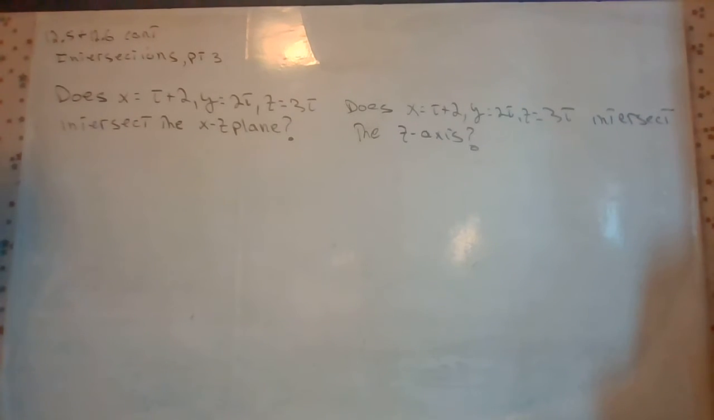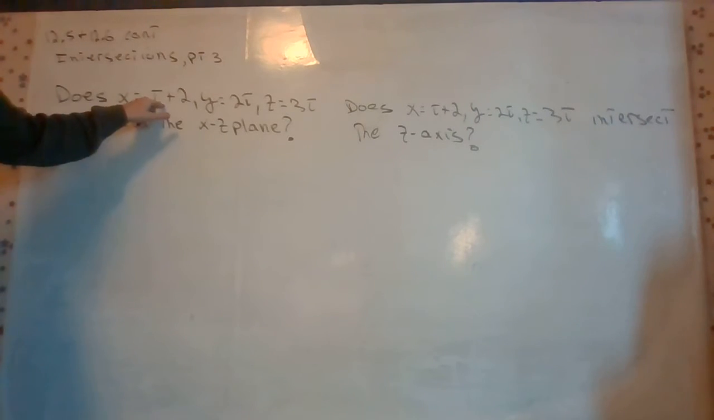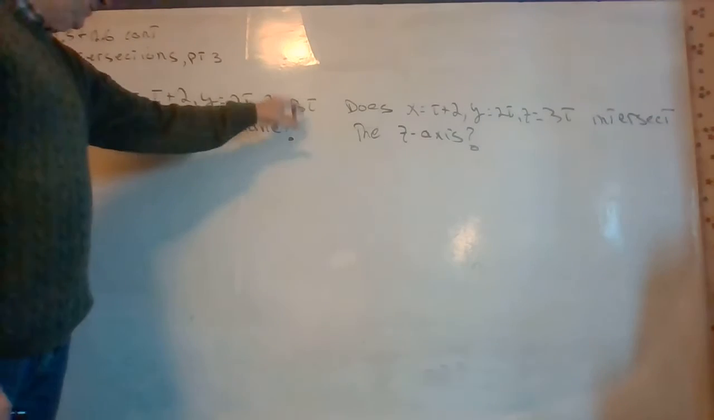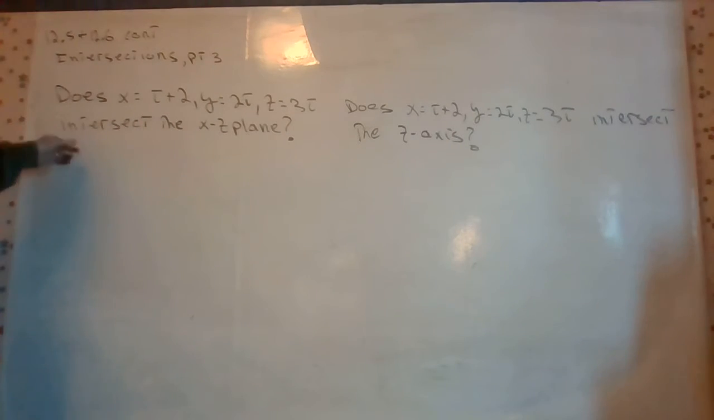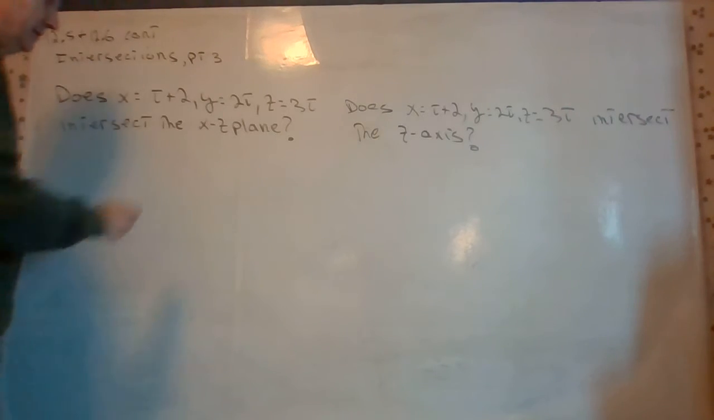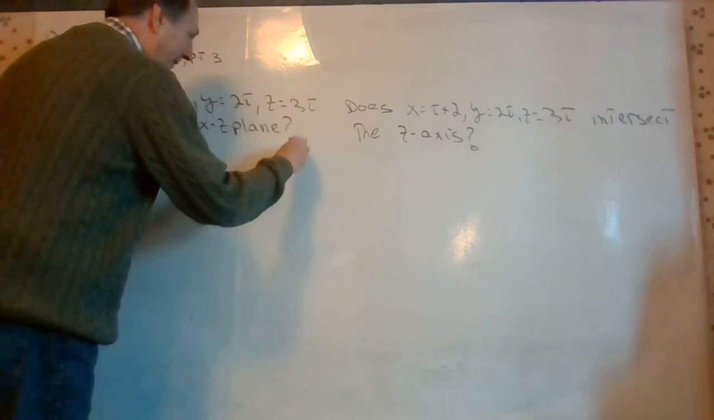Intersections, part 3. Here's a couple of problems we're going to consider. Suppose we have a line, x equals t plus 2, y equals 2t, z equals 3t. Does this intersect the xy plane? And if so, where? Or xz plane, sorry about that.